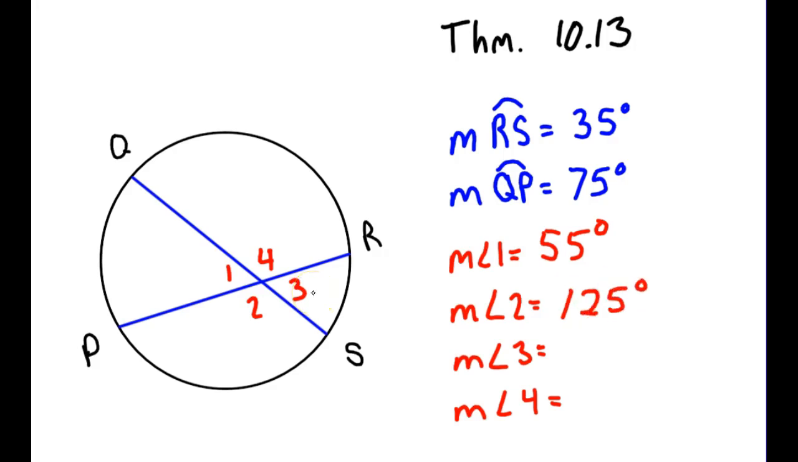Now if I'm looking for the value of angle 3, angle 1 and angle 3 are vertical angles, so they must be congruent. So the measure of angle 3 must be 55 degrees. And the same idea to find the measure of angle 4. Angle 2 and angle 4 are vertical angles, so they're going to be congruent. So the measure of angle 4 must be 125 degrees.